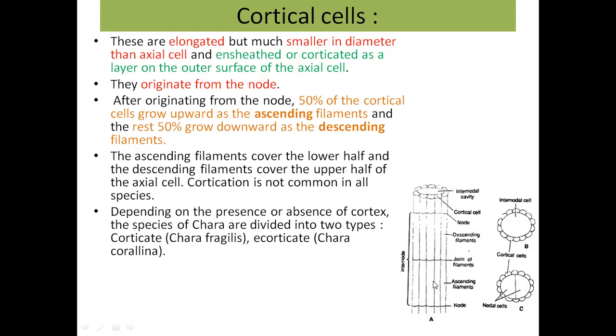So the ascending filaments cover the lower half. See, this is the lower half. So ascending filaments cover the lower half and descending filaments cover the upper half. And this is the joining point of ascending filament and descending filament. And please note that in all the species of Chara, cortical cells are not present. For example, Chara corallina is ecorticate. Cortical cells are not present. But in most of the species, cortical cells are present. So the internodal region consists of mainly two types of cells. One is axial cells and the second one is cortical cells.